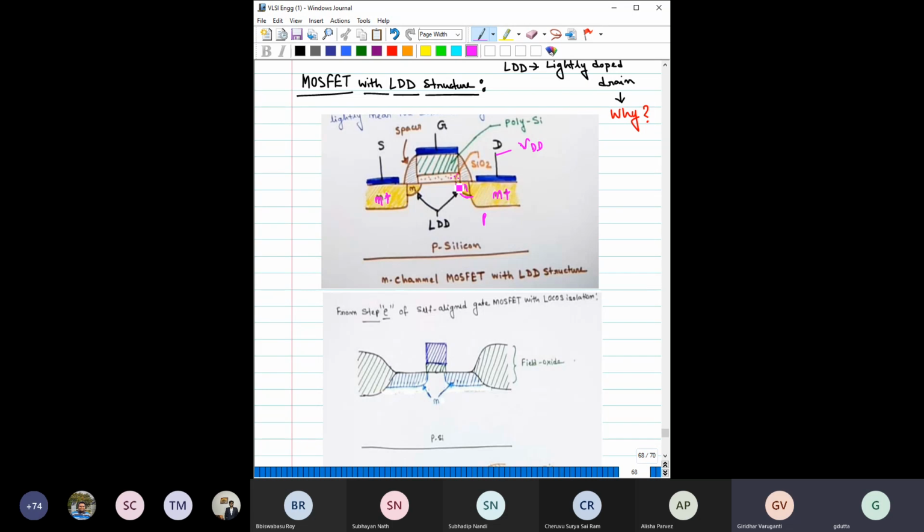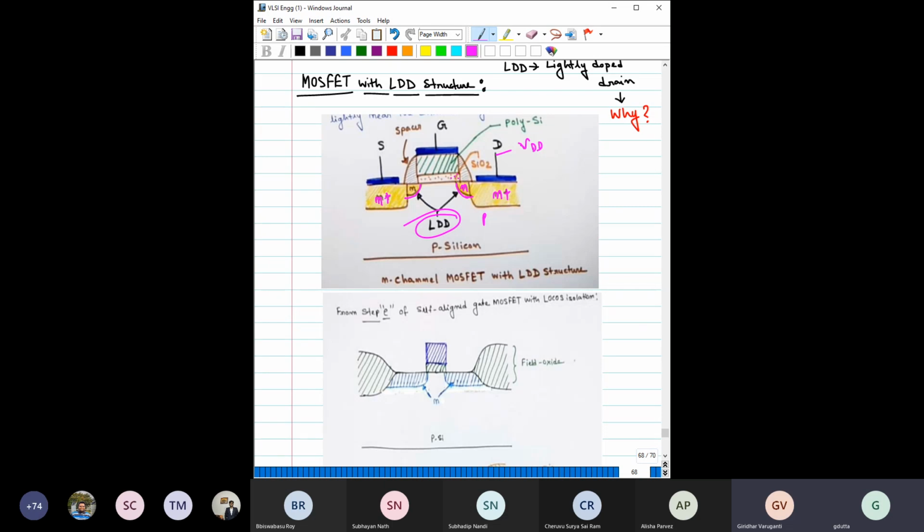So the electrons which were coming here do not have that much energy to create those types of damage. That is the sole purpose of making this LDD structure, lightly doped drain structure. However, from a fabrication point of view, how can you make it only on the drain side? To make the device symmetric as well as to make the fabrication easy, people have made this lightly doped region on both the source side and the drain side. That basically forms this LDD or lightly doped drain structure.